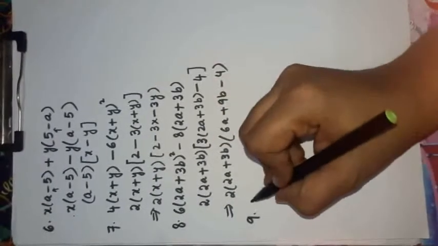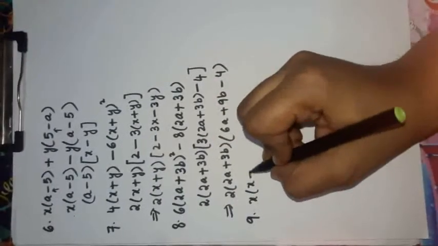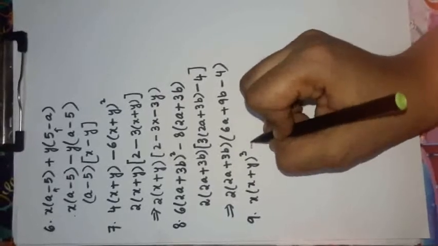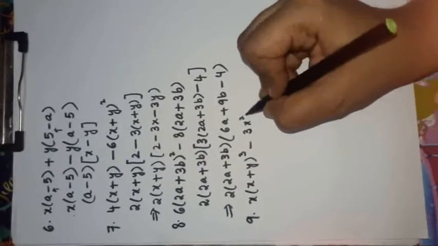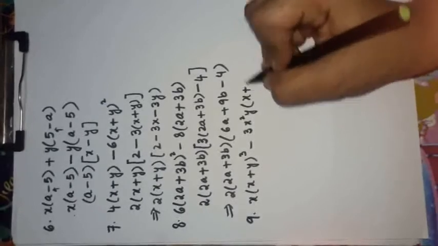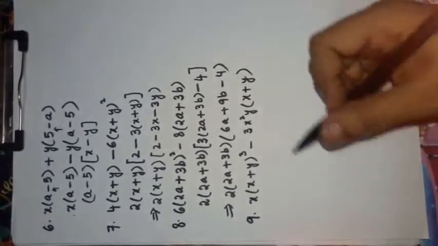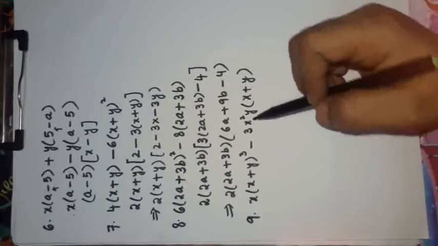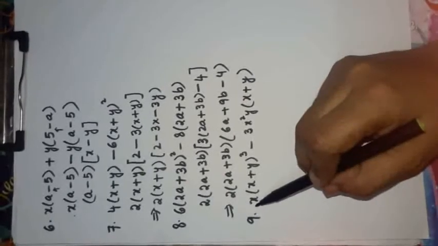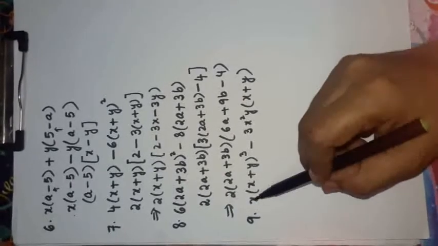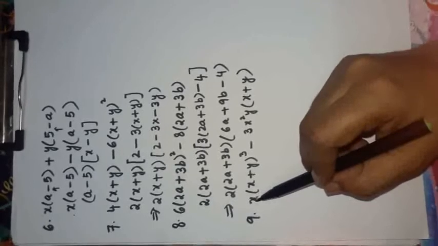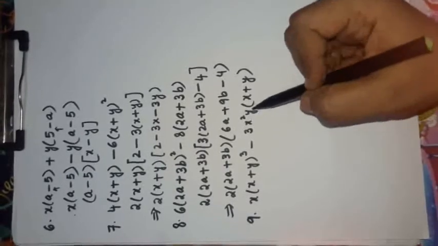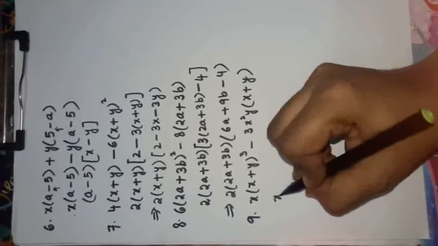Now the ninth one: x(x + y)^3 - 3x^2 y(x + y). So this is your question. Now, what can you take common? First of all, 3 is there in one term, but no number is there in the other, so let us forget about that. Now let us see the variables. Here x is there, here also x^2 y, so one x you can take common.